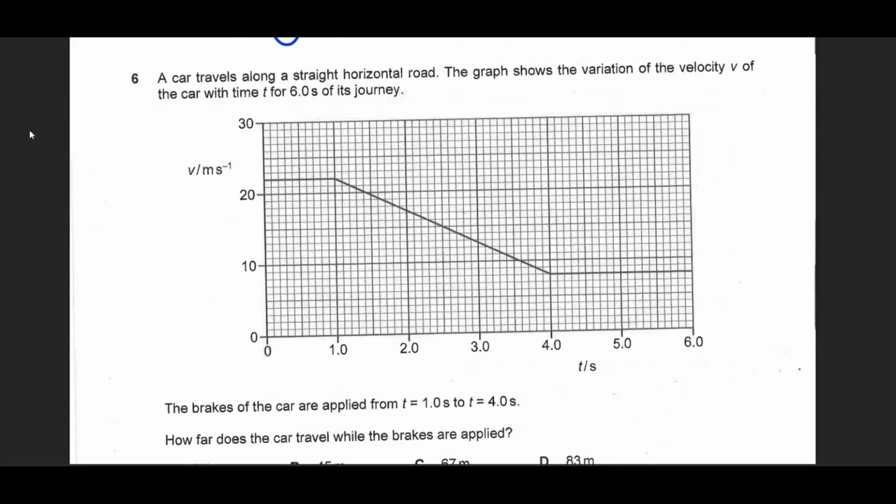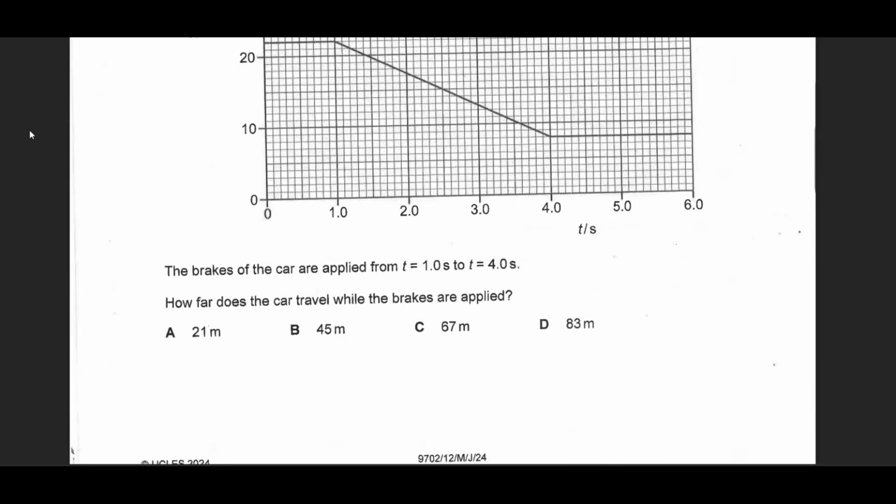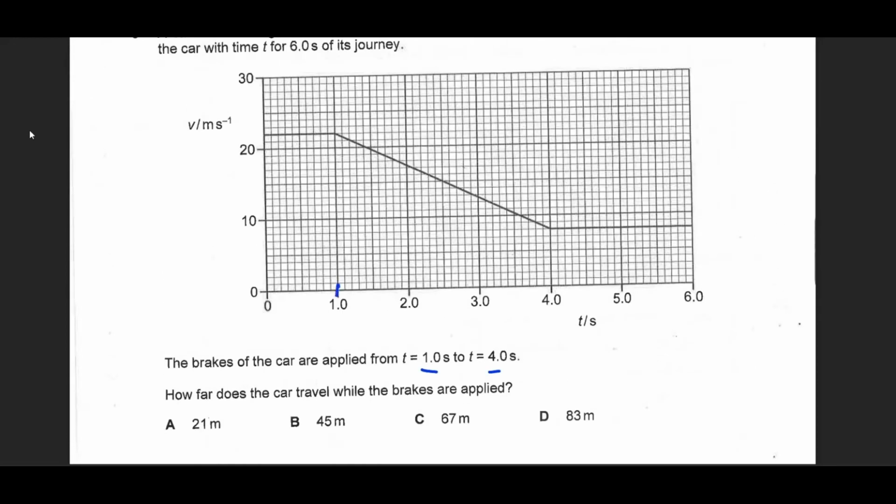Question number 6 suggests that this is the motion of an object, a car traveling in a straight line. He says how far does a car travel when the brakes are applied? And the brakes are applied from T1 to T4. Very simple, straightforward question. From T1 to T4, we're supposed to find out the area under the graph, because for the velocity time graph, the area under the graph gives us the displacement. And since it is moving in a straight line, displacement and distance will be exactly the same things. You can solve it by 2 ways.